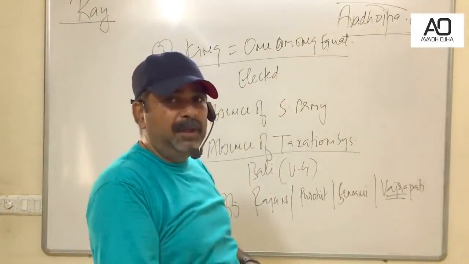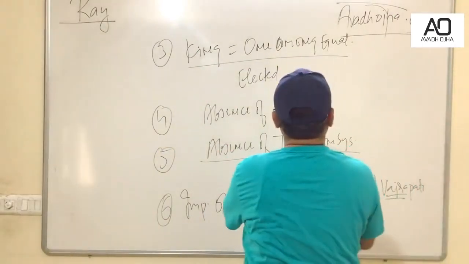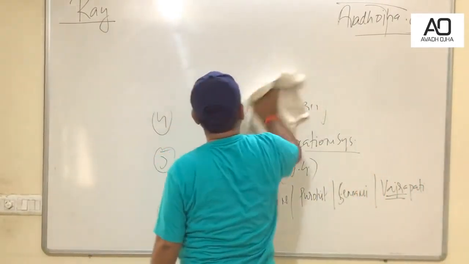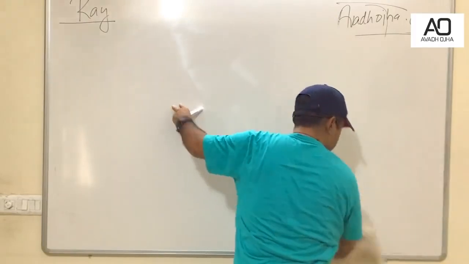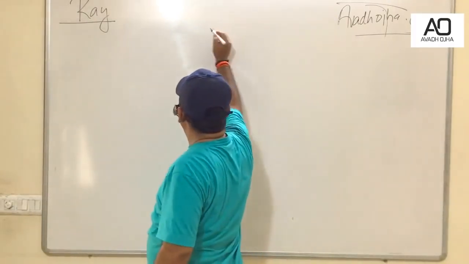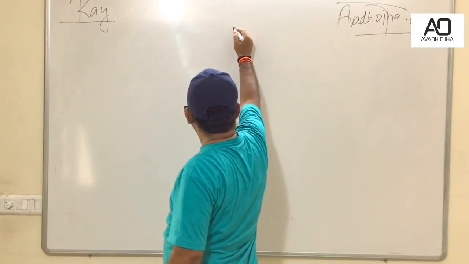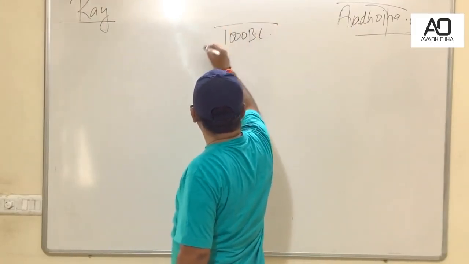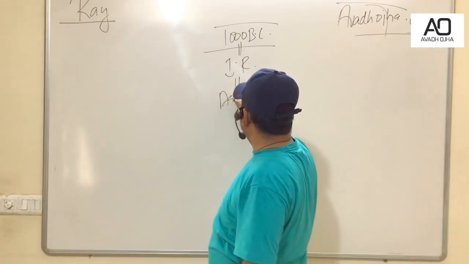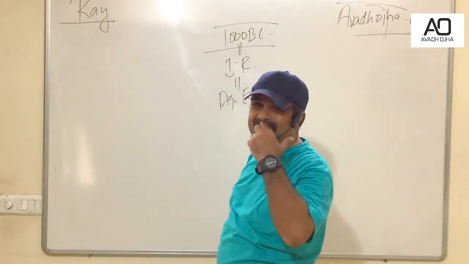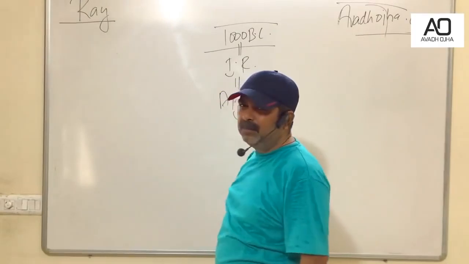This was the political structure of Vedic period. Sorry, 1000 BC, Iron Revolution. This Iron Revolution gave birth to agricultural economy. Now when economy will change, polity will also change. This led to the change in polity.